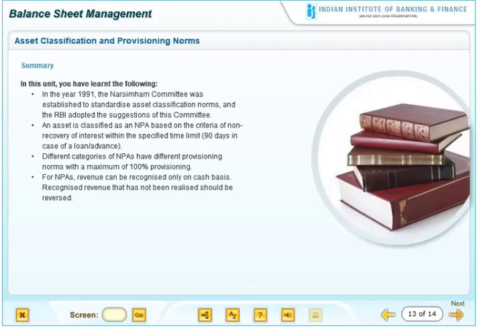In this unit, you have learnt the following. In the year 1991, the Narasimham Committee was established to standardize asset classification norms, and the RBI adopted the suggestions of this committee. An asset is classified as an NPA based on the criteria of non-recovery of interest within the specified time limit, 90 days in case of a loan or advance. Different categories of NPAs have different provisioning norms with a maximum of 100% provisioning. For NPAs, revenue can be recognized only on cash basis. Recognized revenue that has not been realized should never be reversed.